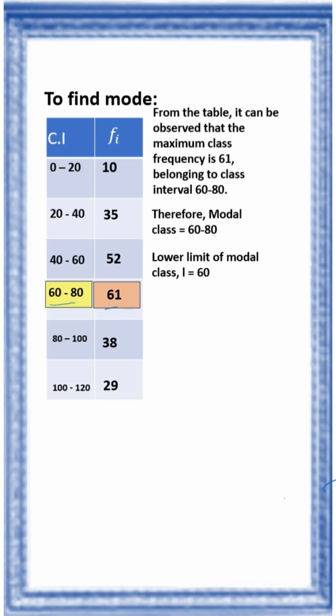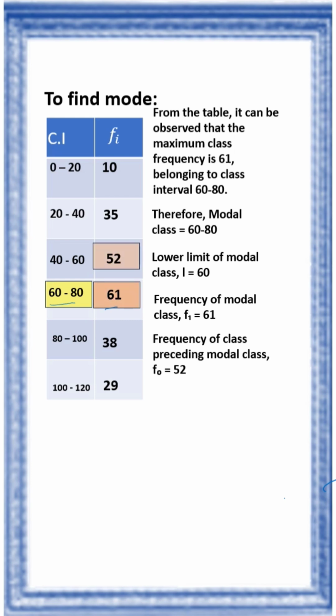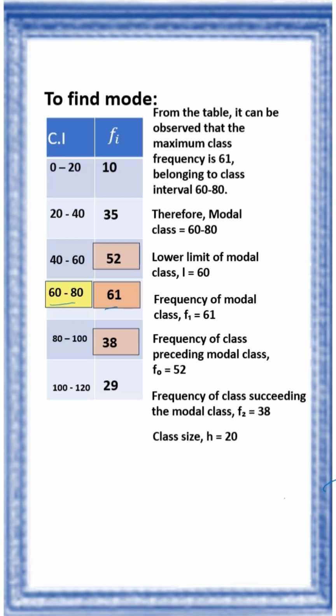Lower limit of the modal class, L, is equal to 60. Frequency of the modal class, f1, is 61. Frequency of the class preceding the modal class, f0, is 52. Frequency of the class succeeding the modal class, f2, is 38. Class size, you know how to get it: 80 minus 60, it is 20. So the mode formula, it is very necessary to write the formula: L plus f1 minus f0 upon 2f1 minus f0 minus f2, into h.